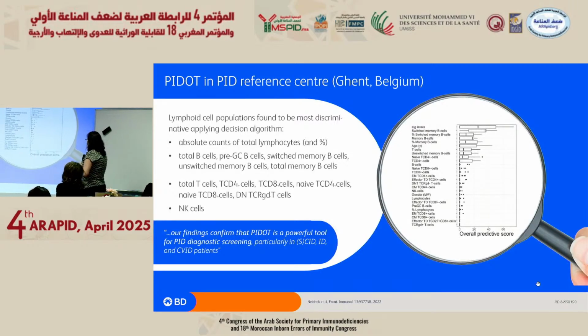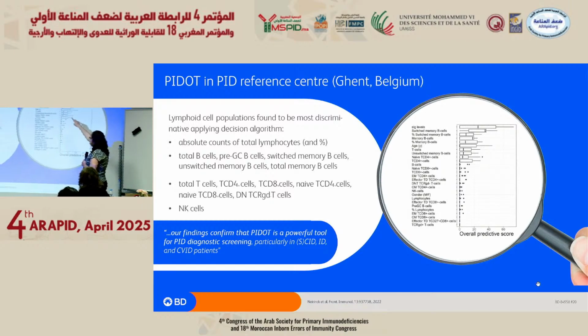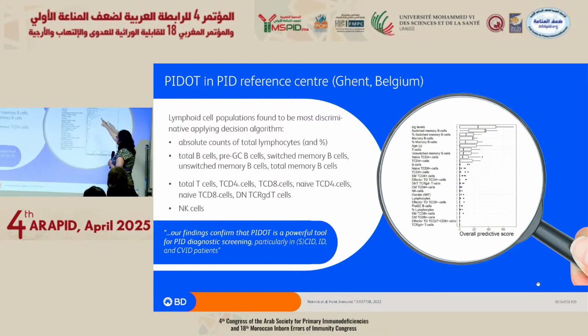As you can see here in the overall predictive score that they published, Ig levels are very important. Switched and unswitched cells here are very important for distinguishing memory cells. So their findings confirm that the PIDOT was a powerful tool for diagnostic screening. This publication is available. It was published in 2022, and you can see the predictive score that they published.